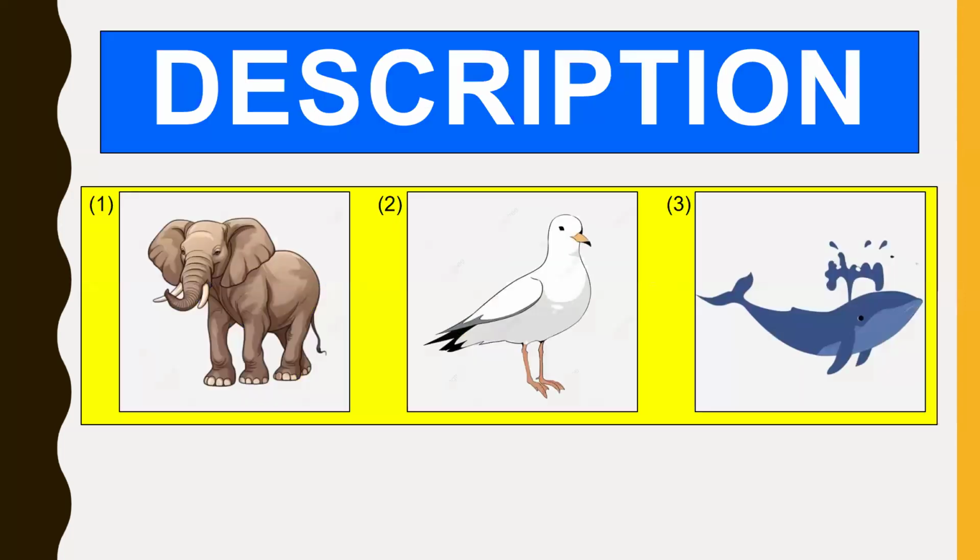Now let's look at the picture. Let's look at the first picture. We can see an elephant. If you move on to the second picture, you will see a seagull. The last third picture shows a whale.